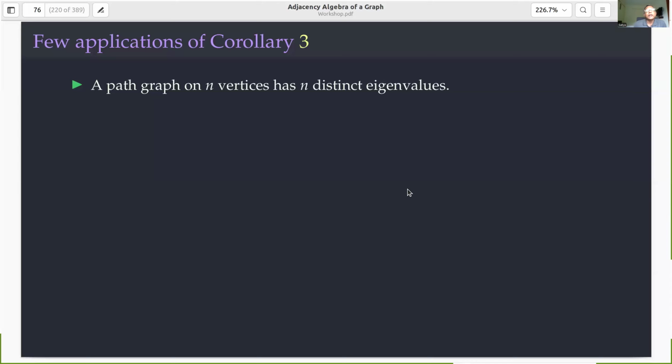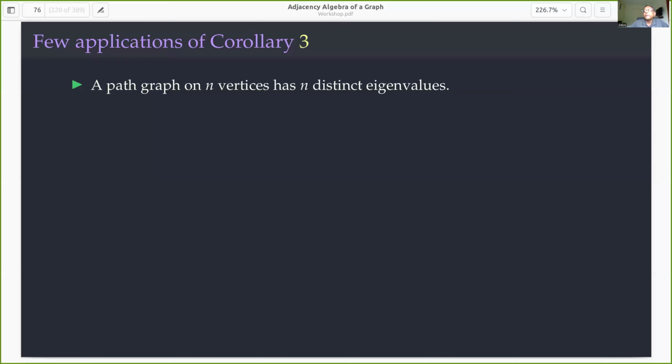So a beautiful result is this. A path graph on n vertices has n distinct eigenvalues. How do you prove this? Somebody can comment now. That will be nice. If you comment, I'll get some motivation. A path graph on n vertices has n distinct eigenvalues. Yeah, right, correct.